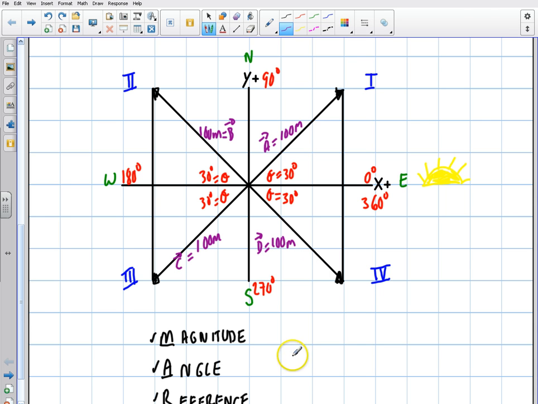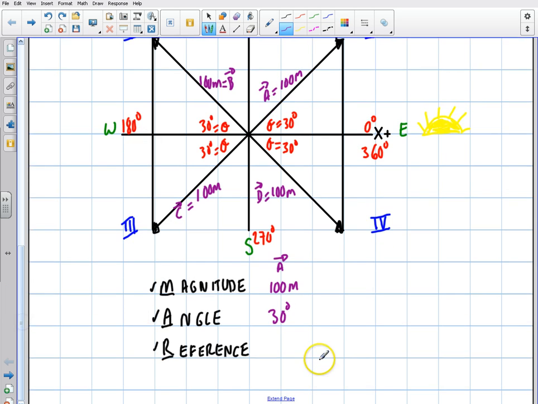Okay. So let's say that I was giving vector A. Well, let's talk about vector A here. Okay. So vector A, down here. What is the magnitude of vector A? Well, the magnitude of vector A is 100 meters. What's the angle of vector A? 30 degrees. And what's the reference of vector A? Above positive x-axis. Okay, see that?